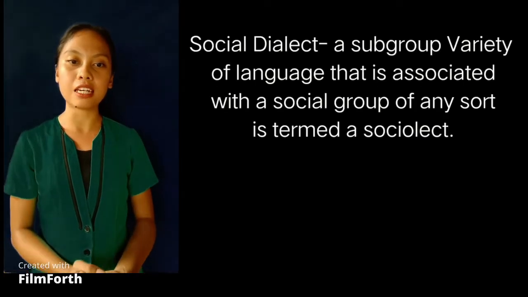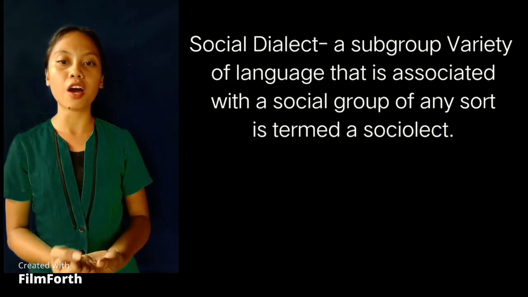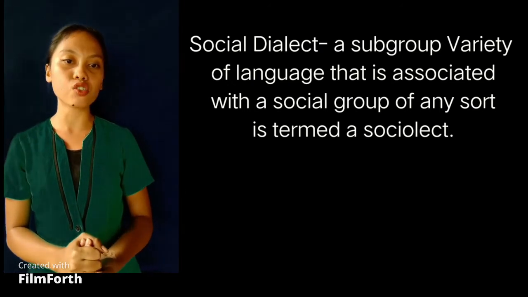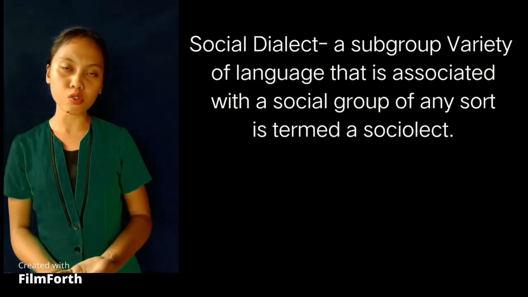The second type is social dialect. A subgroup variety of language that is associated with a social group of any sort is termed a sociolect. Technically, an ethnic dialect is one kind of sociolect. Other sociolects are based on age, groups, gender, and socio-economic class.